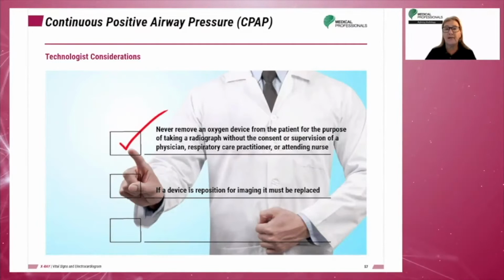After imaging, the technologist must ensure that any tubing leading to the device is not kinked or disconnected, and that the device is properly repositioned on the patient.